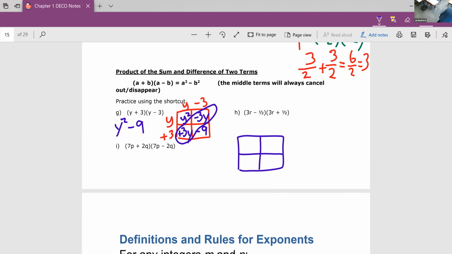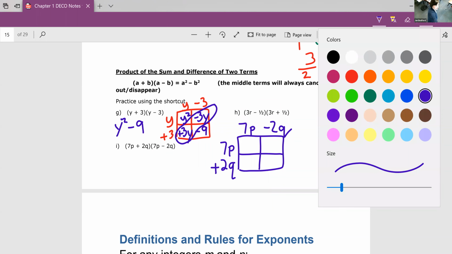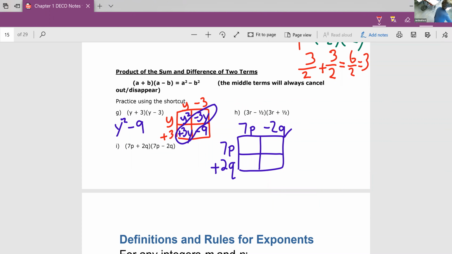And if I draw the box, then I can put 7p plus 2q beside each row. My columns will be 7p minus 2q. Okay? And then when I multiply, what did you say goes in top left?